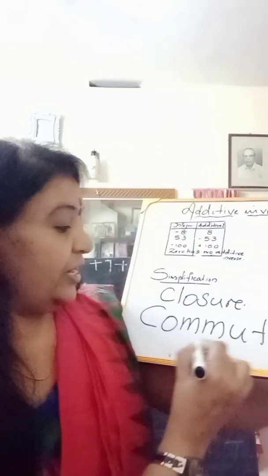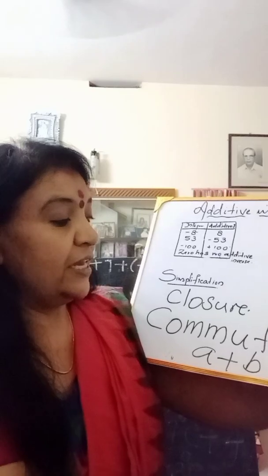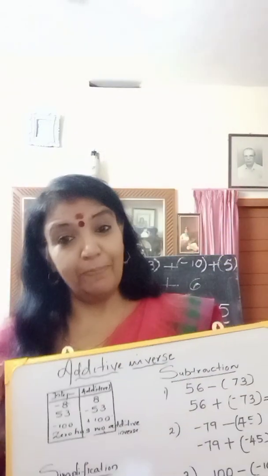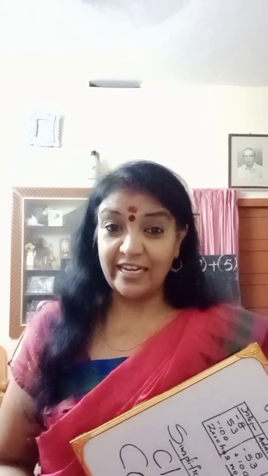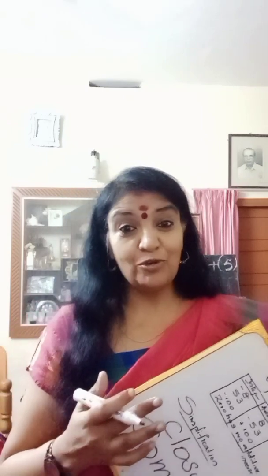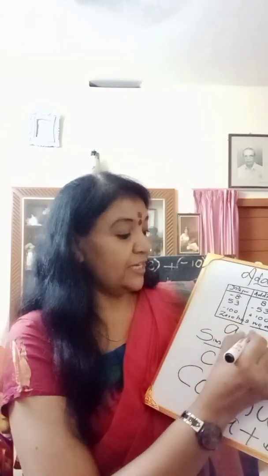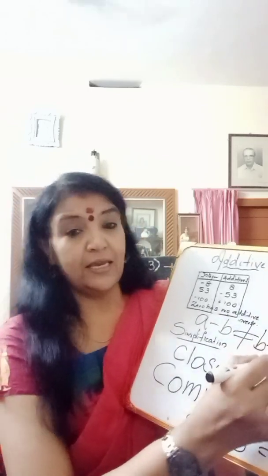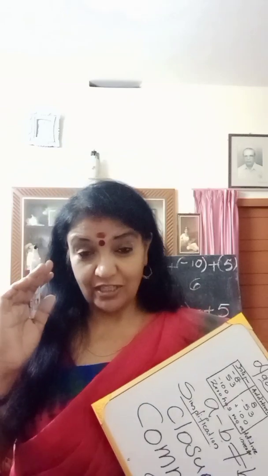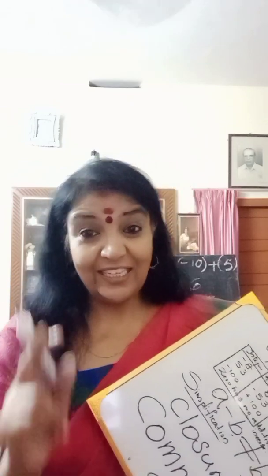So in short, how will you write the commutative property? A plus B equal to B plus A. What is A? One integer. What is B? Another integer. So A plus B, that sum is the same as B plus A. That means if we change the order of the integers, there will be no change in their sum. So commutative property is true for addition of integers. Is it true for subtraction? You think? Is it possible? No. 4 minus 3, you are getting 1. 3 minus 4, you are getting negative 1. So we can write A minus B not equal to B minus A. So commutative property is not true in the case of subtraction.